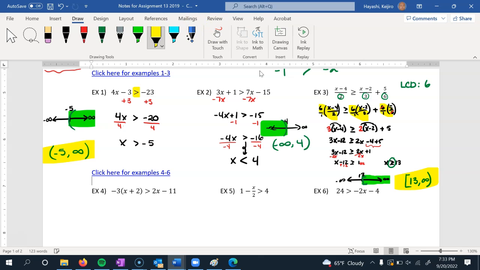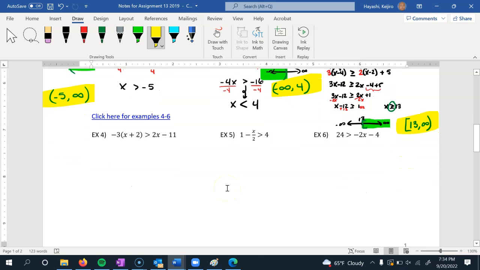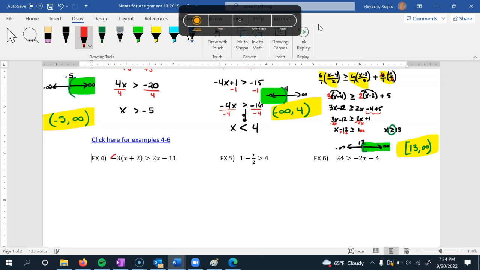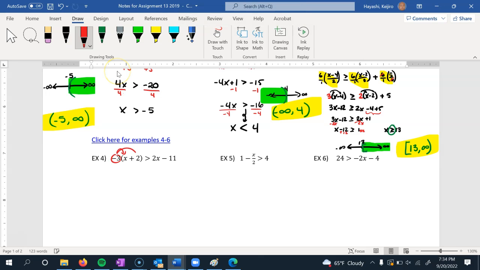Okay, so here we go. The remaining ones actually aren't that bad. Certainly they won't cause us to rewrite every term and try to multiply it by some least common denominator. So just simplify. Take this -3 and distribute it into the parentheses. That's pretty much the only step we're really going to have to do before we start dealing with this.